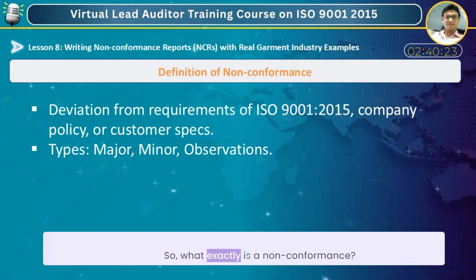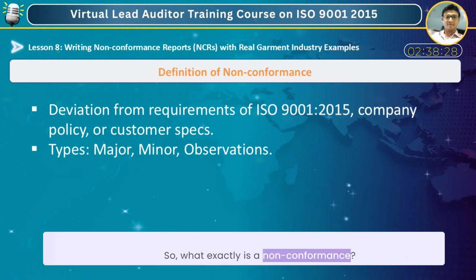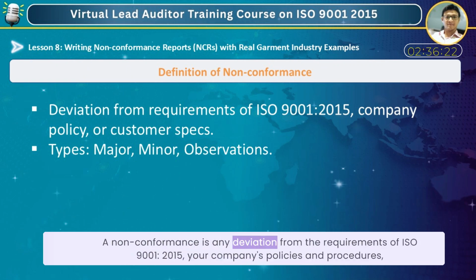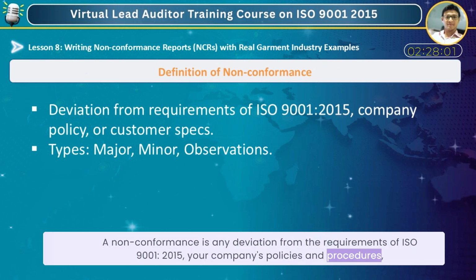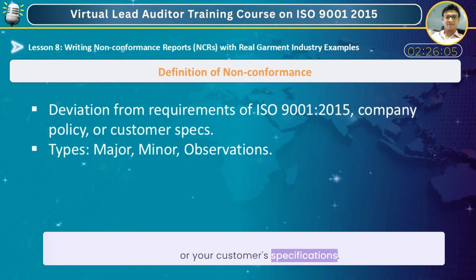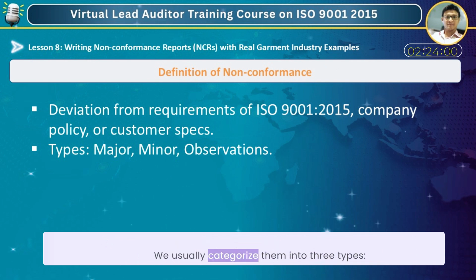So, what exactly is a non-conformance? A non-conformance is any deviation from the requirements of ISO 9001-2015, your company's policies and procedures, or your customer specifications. We usually categorize them into three types.